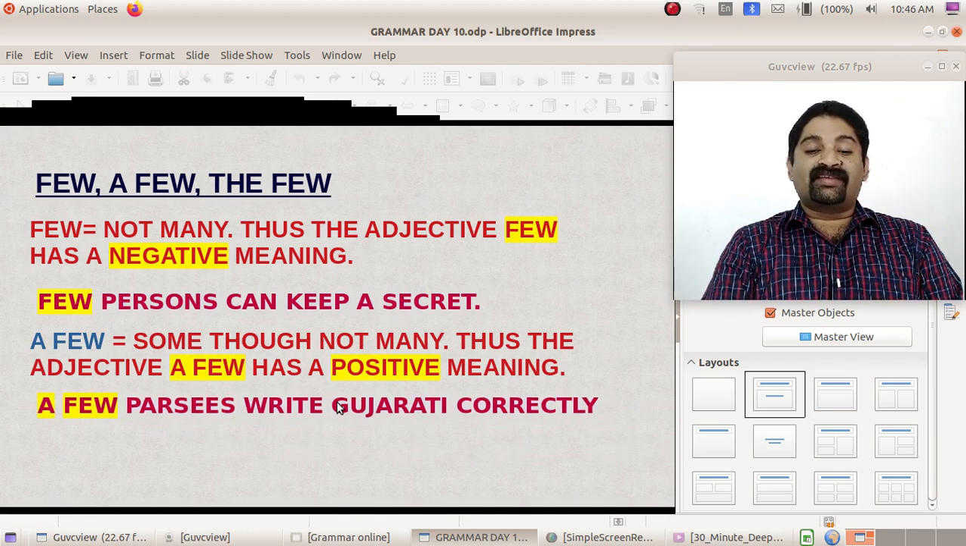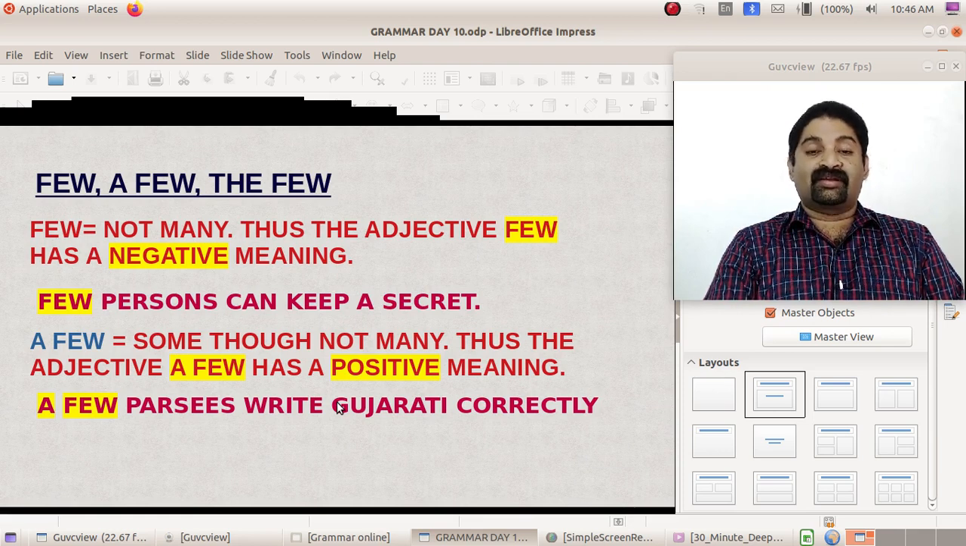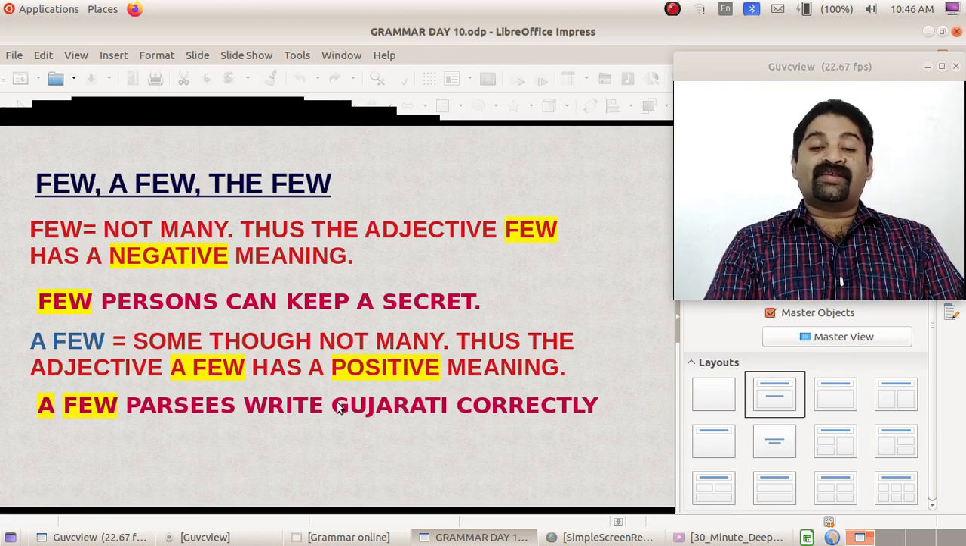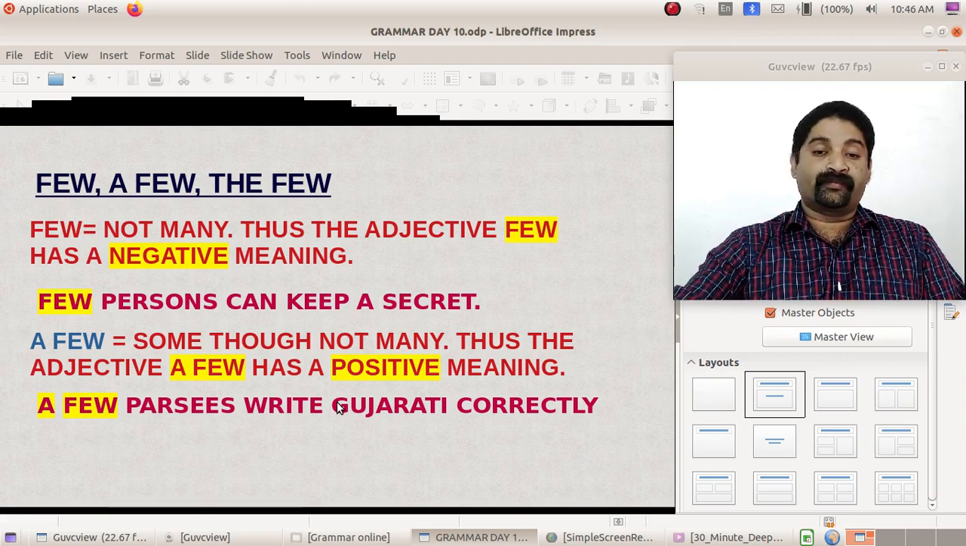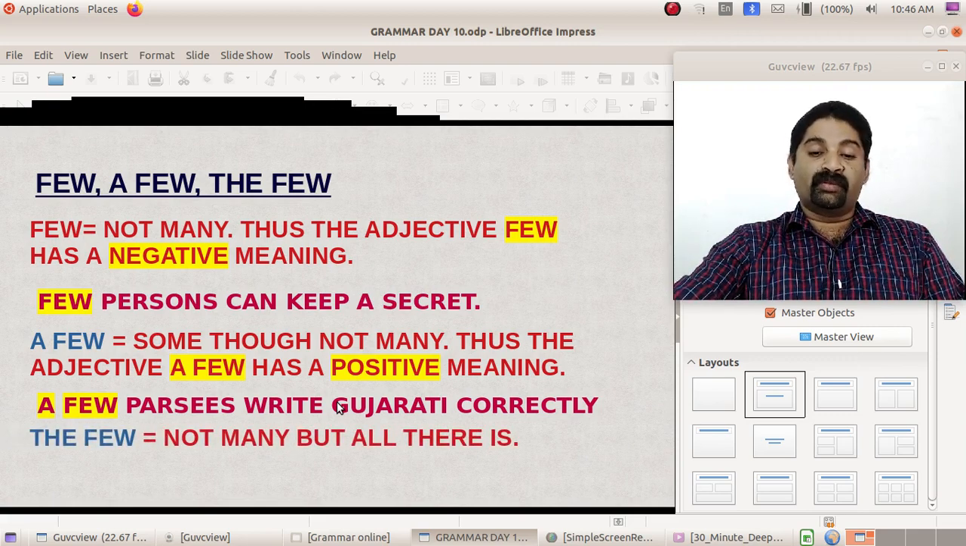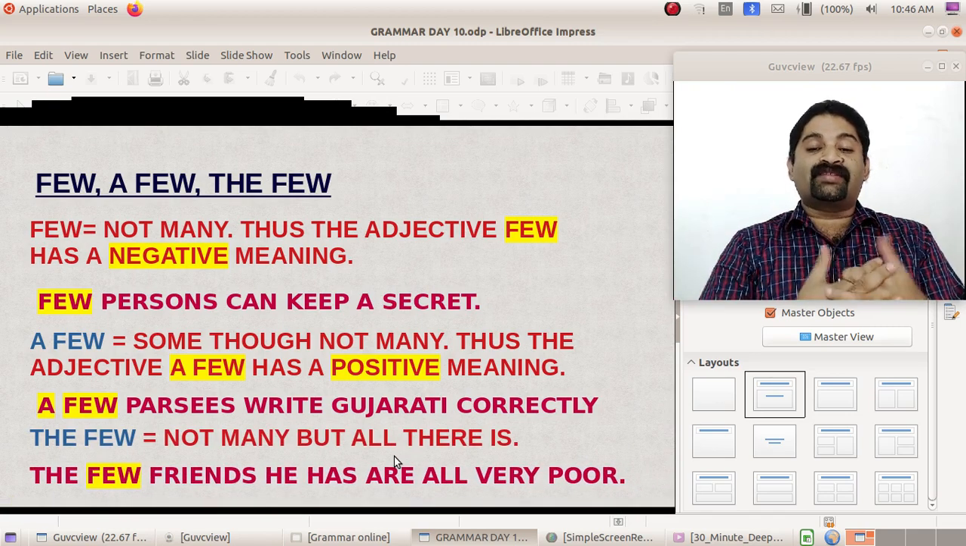A few Parsis write Gujarati correctly. Parsis, you know, the people who belong to the religion of Zoroastrianism, or Parsis we call. So, few Parsis write Gujarati correctly means few people can write. A few is a positive thing. The few: not many, but all there is, same as the little. The few friends he has are all very poor.